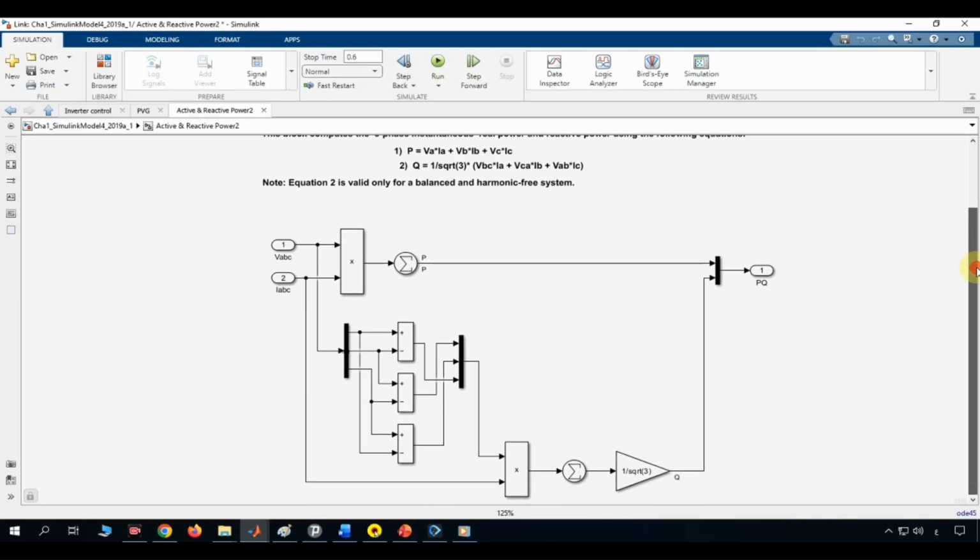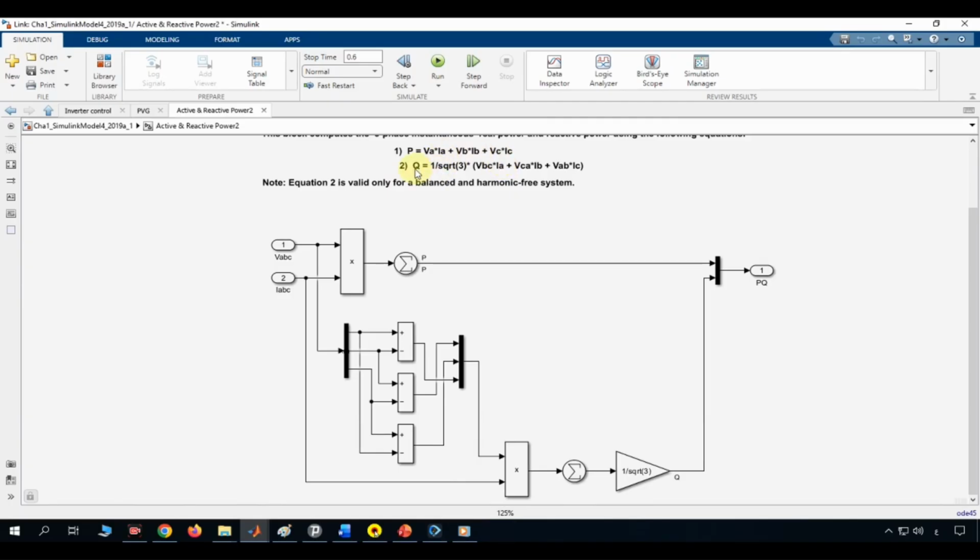The block itself tells us exactly what it's calculating, right at the top. Equation 1. Real power, P, equals VA times IA plus VB times IB plus VC times IC. In other words, multiply each phase's voltage by that same phase's current and add the three results together. This is the standard formula for instantaneous three-phase real power, sometimes called active power, and it represents the actual usable power being delivered to or from the grid.